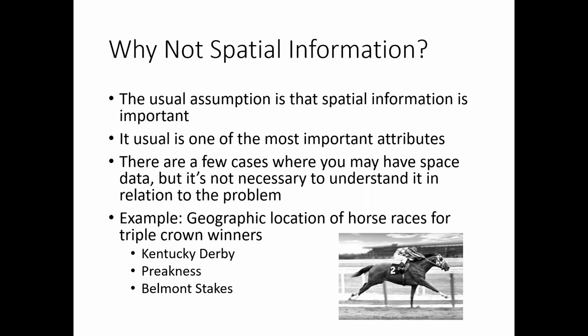I guess a precursor is that sometimes spatial information is not valuable. There are a few cases where you may have space or geographic data, but it's not necessary to understand in relation to the problem. So for example, the geographic location of horse races for Triple Crown winners, those are the Kentucky Derby, the Preakness, and the Belmont Stakes. It's not necessary to understand the fact that the horse, like Secretariat pictured here, has won the Triple Crown of horse racing.